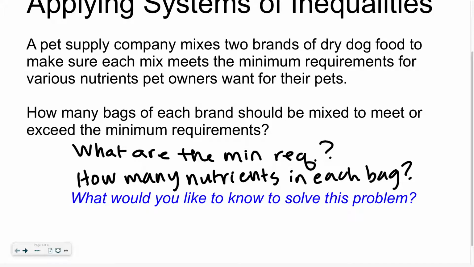Okay, yeah. So, how different are the bags? Maybe we could specify this second question: how many nutrients in each bag of each brand, right? Maybe one brand is heavy on a particular nutrient that another one is not. Okay, so we could talk about it like that. Another thing, that's a great question. There's going to be a difference between the two brands, right?